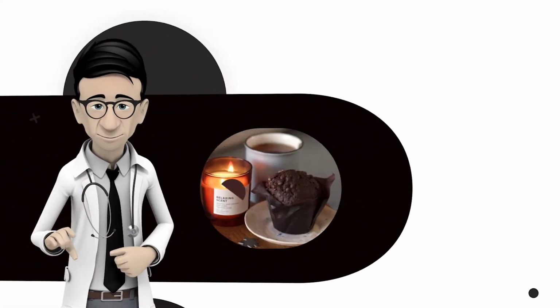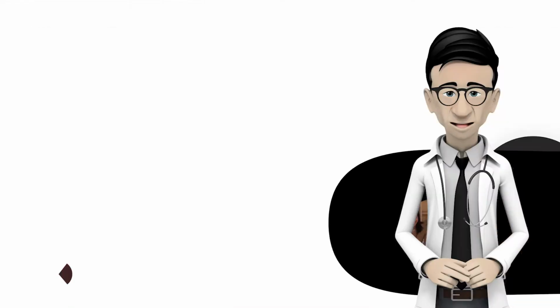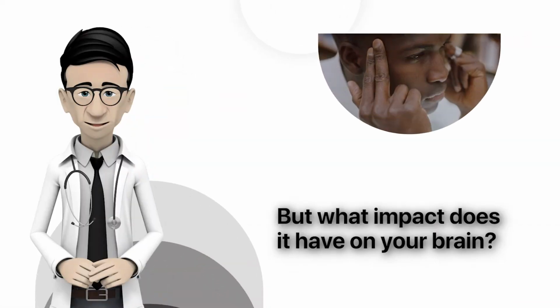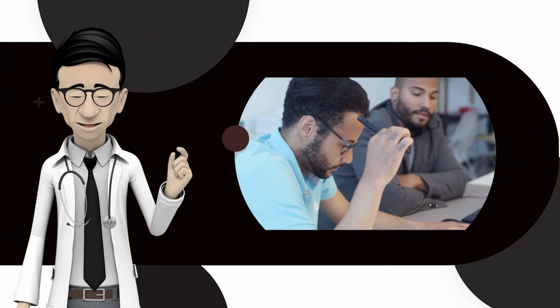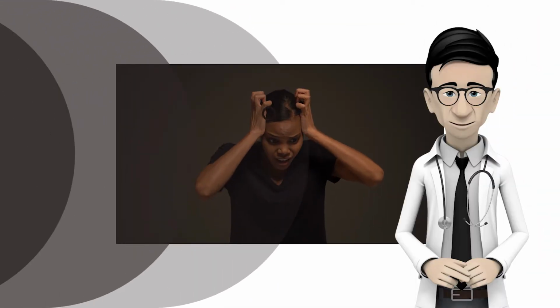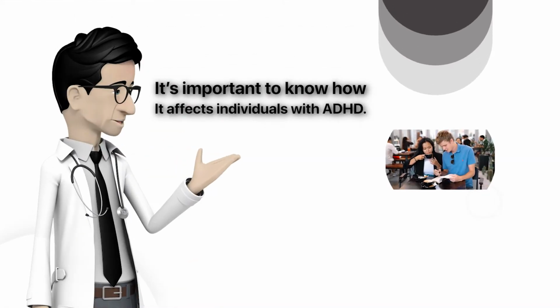Now, caffeine is found in coffee, tea, and chocolate to name a few, and it's one of the world's favorite drugs. But what impact does it have on your brain? The right amount of caffeine can help you focus, but too much might make you jittery, anxious, or irritable. Because caffeine is so prevalent, it's important to know how it affects individuals with ADHD.